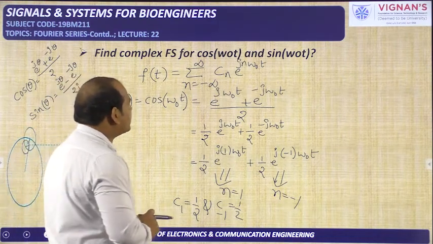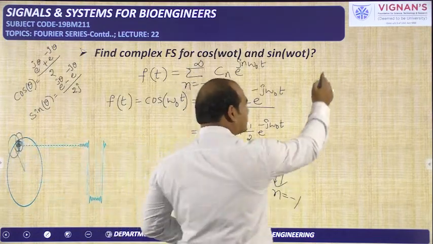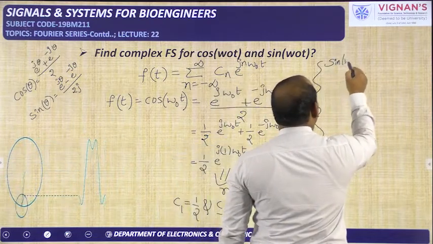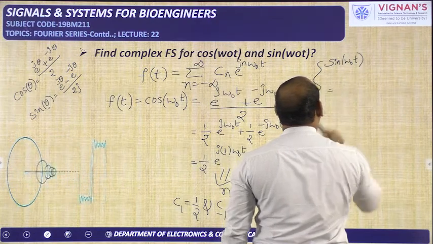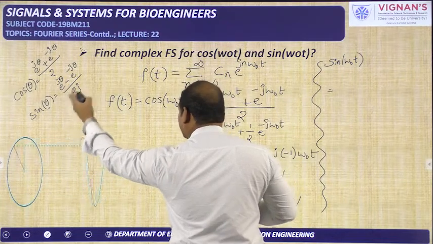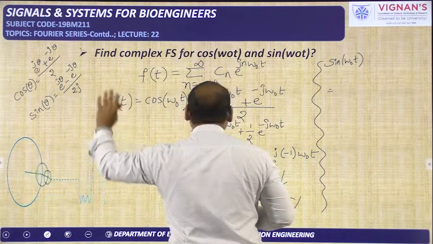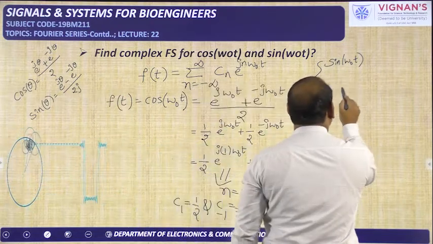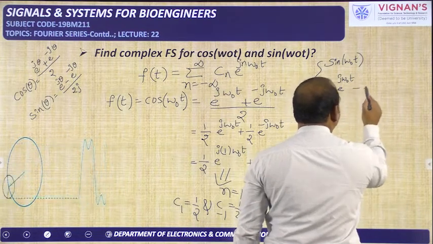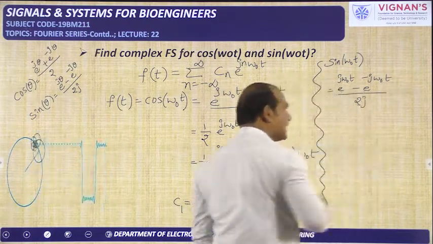So next one is sin omega naught t. That also we can do. See here, sin omega naught t. This sin omega naught t we can compare with sin theta, where theta is equal to omega naught t, and sin theta can be written as e power j theta minus e power minus j theta by 2j. So according to this I am writing sin omega naught t as e power j omega naught t minus e power minus j omega naught t by 2j. Like this I have written.